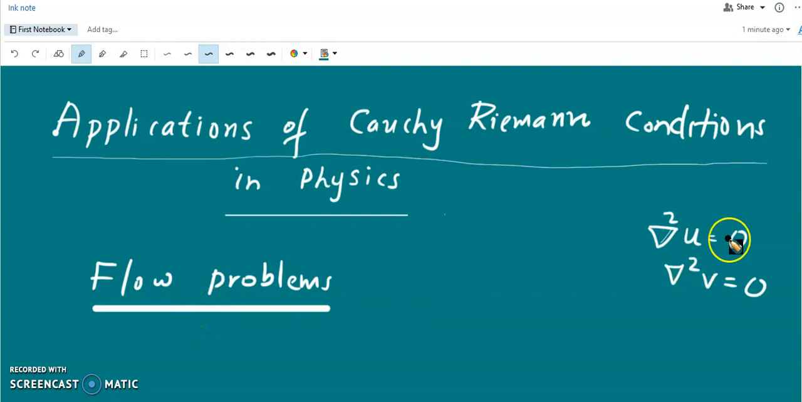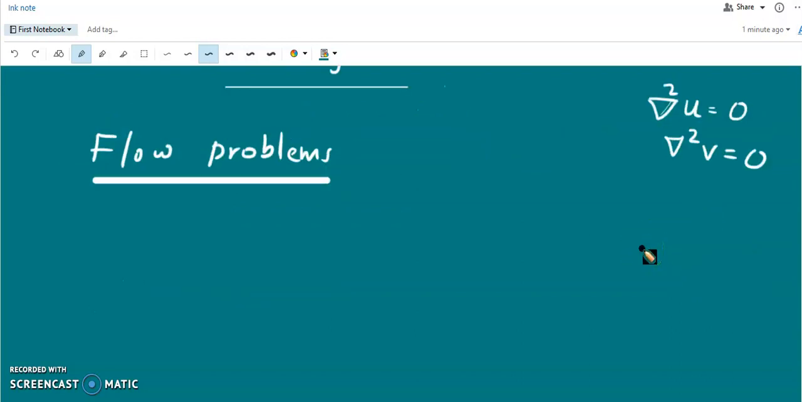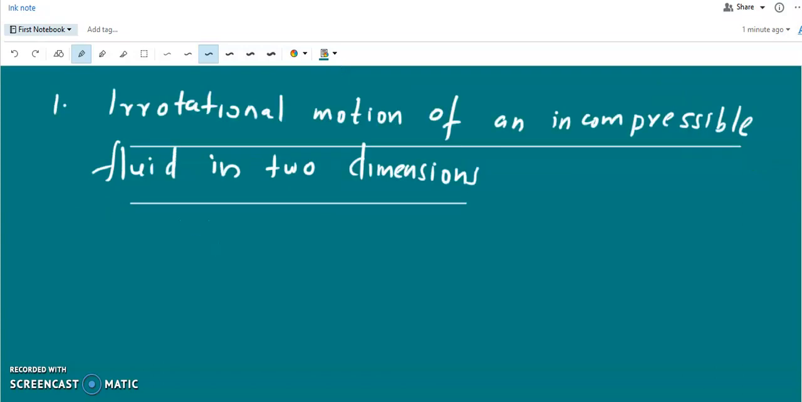So this u and v, these conjugate functions, u is the conjugate harmonic function of v, v is the conjugate harmonic function of u. They provide a solution to a number of field and flow problems. So the first example is the irrotational motion of an incompressible fluid. So consider this incompressible fluid flowing along two dimensions. The flow is parallel to the xy plane for simplicity.